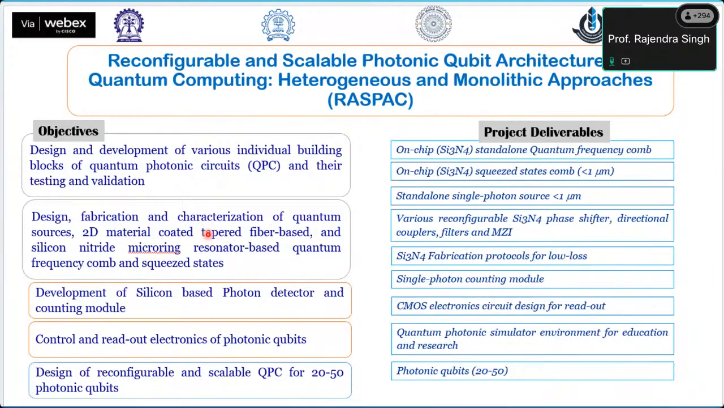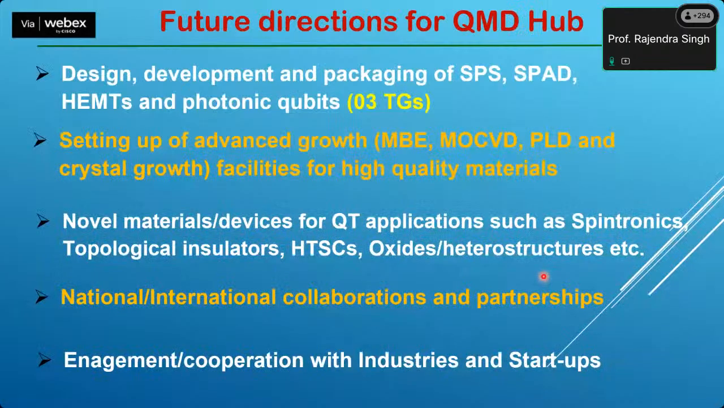Then the design, fabrication and characterization of quantum sources, 2D material coated, tapered fiber based, and also micro ring resonator based quantum frequency comb. So this is a very important component. This is one component which will be eventually used by quantum communication or quantum computing. Creation of squeezed states, so their expert group is expert on this one, and also the control and readout electronics for photonic qubits. So these are, let's say, the project deliverables. Everything has a particular timeline. The material system is silicon nitride, and various processes and technologies will be developed by their group. So now coming finally to the future directions.